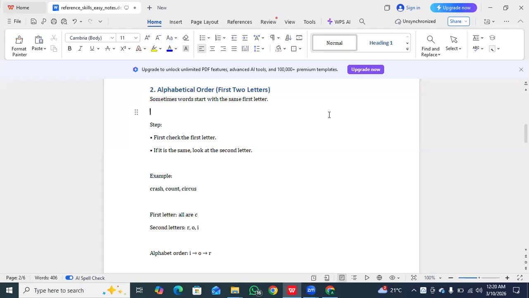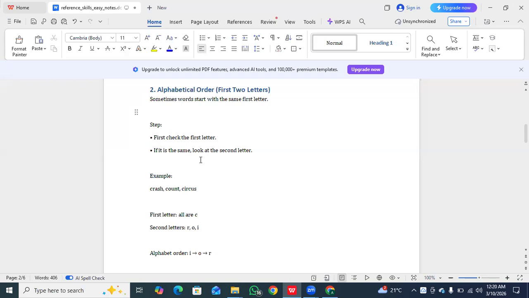The next one is alphabetical order, that is first two letters. Sometimes words start with the same letter. When you have words that start with the same first letter, you arrange them in alphabetical order by looking at their second letter. We have the steps: first check the first letter. If it is the same, then look at the second letter.